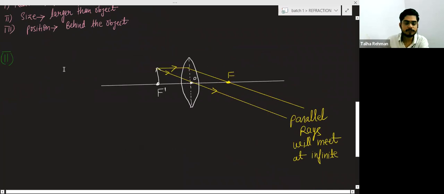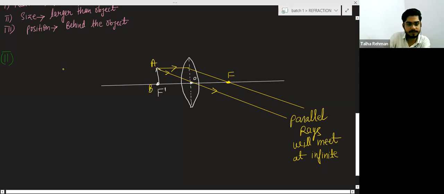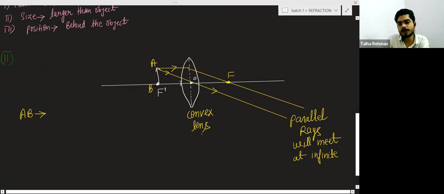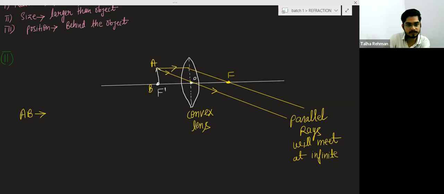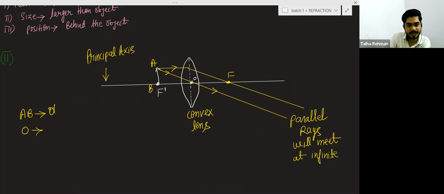Okay. So this was the object. I am supposing this object as the object AB. AB is the object I have placed in front of the convex lens. This is the convex lens. And this line, which is perpendicular to the surface of this lens and passing from the optical center, is the principal axis. Okay, this line is the principal axis. And this point O is the optical center. AB is the object and this O is the optical center.